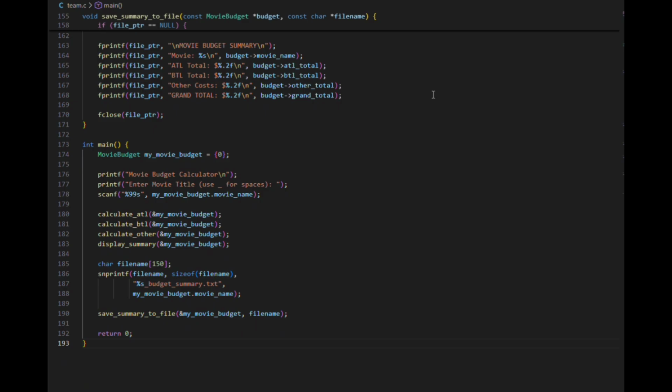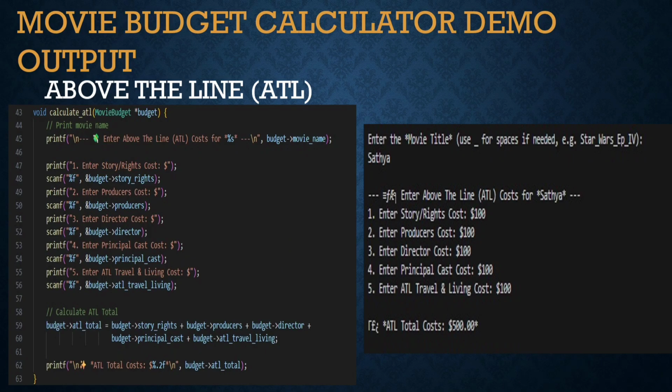Now we are going to see demo outputs of our code. Now we are moving to the movie budget calculator demo outputs individually. First of all, we are seeing ATL costs. In this, the user is giving input for story, rights, producer, director, principal cast, and ATL traveling and living costs. For example, in this, the user gave $100 each for all the five categories of ATL, and they are all summing up and giving us total costs of $500.